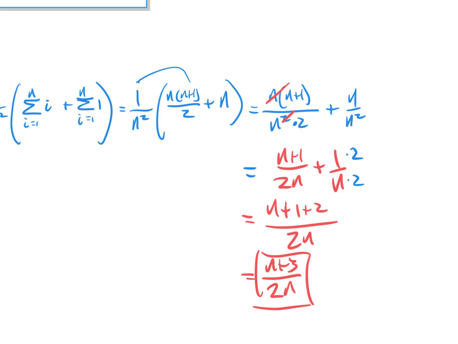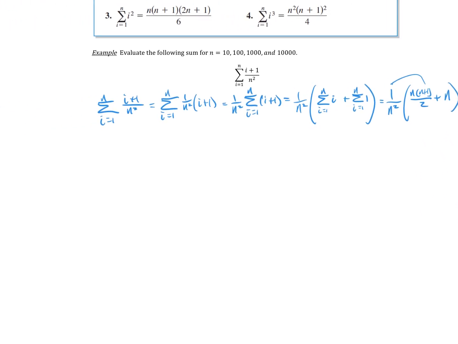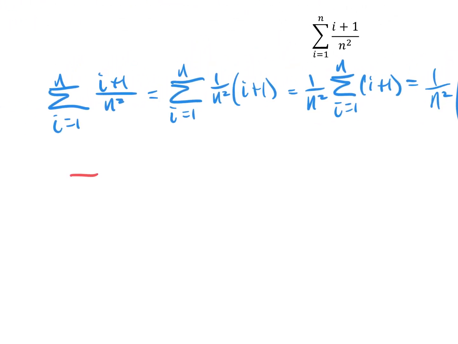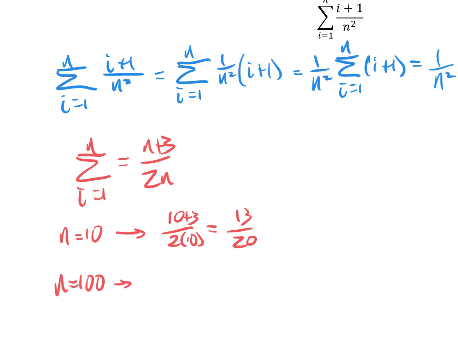All right, well, that's not too complicated. So this whole thing is n plus 3 over 2n. So the sum from i equals 1 to n is n plus 3 over 2n. If n equals 10, then this becomes 10 plus 3 over 2 times 10, which is 13 over 20. If n equals 100, well, this is 100 plus 3 over 2 times 100, which is 103 over 200.